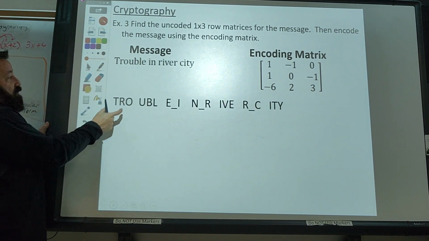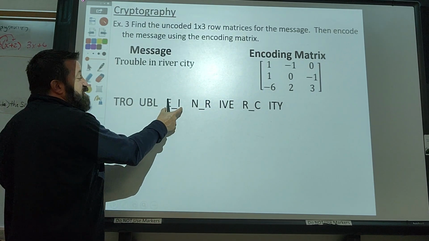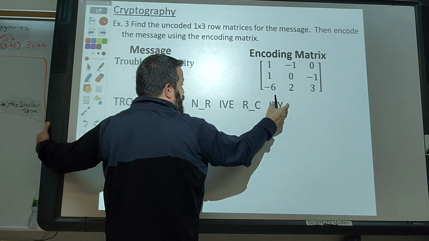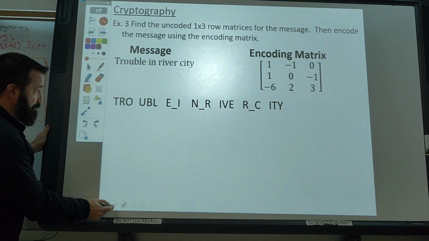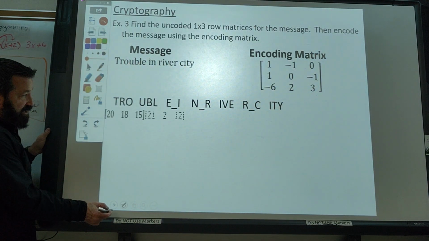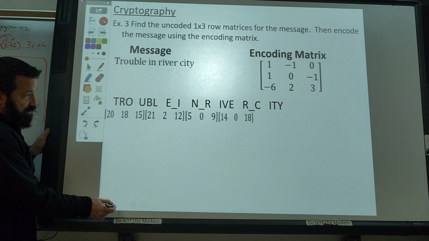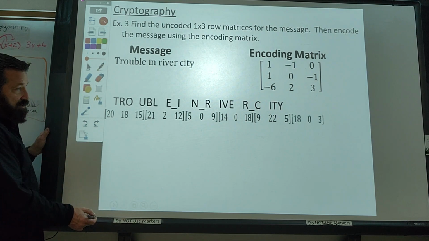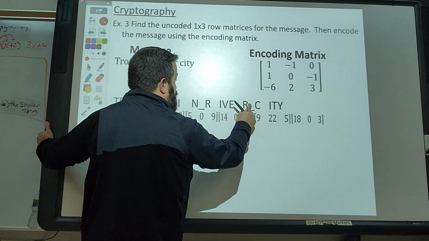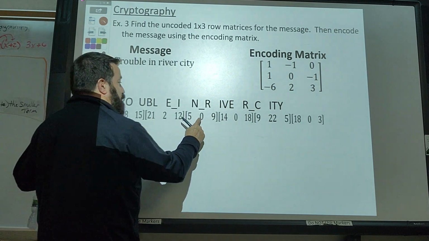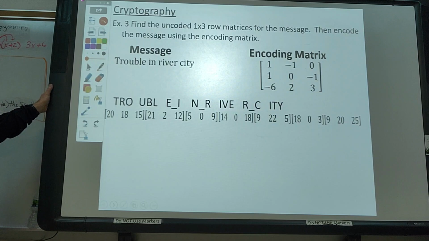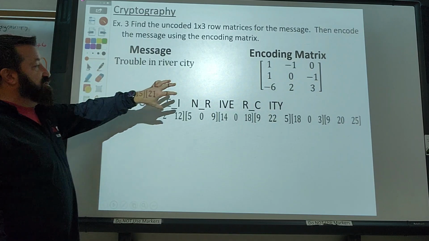So here are those chunks: TRO, UBL, E space I, N space R, IVE, R space C, ITY. And then I'm going to turn those into 1x3 matrices. Okay, 1, 2, 3, 4, 5, 6, 7. So I've broken it down into 7 1x3s, so that I could take each one of these and multiply it by that.